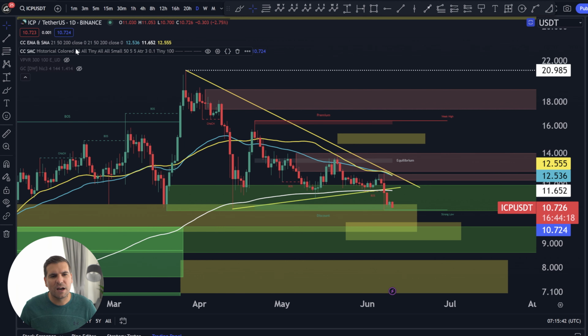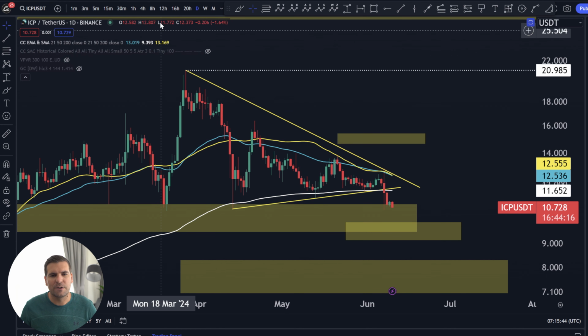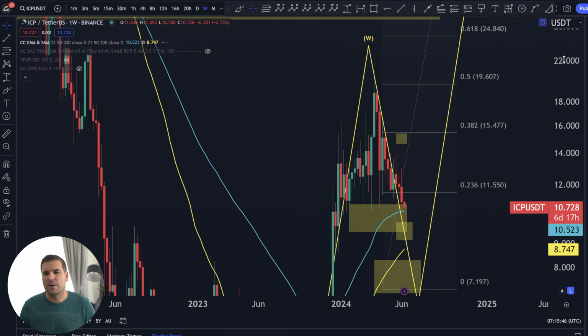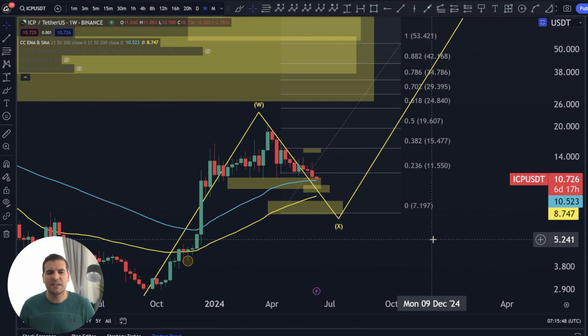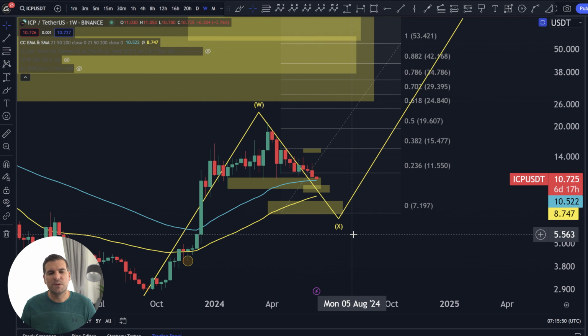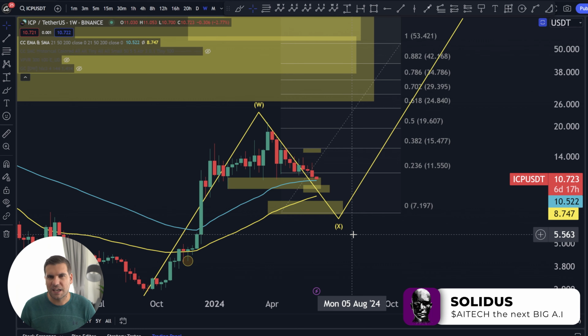Now, if we roll this up into a weekly time frame, we'll be able to take a look at where we are currently tracking. The idea of moving down towards the kind of 50 simple moving average is something that we need to be aware of. That's the $7 to $8 range.